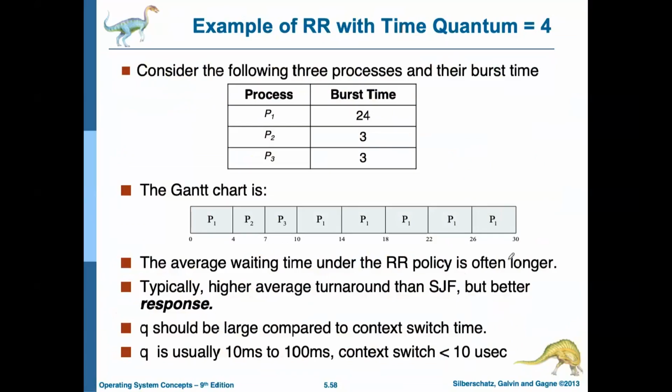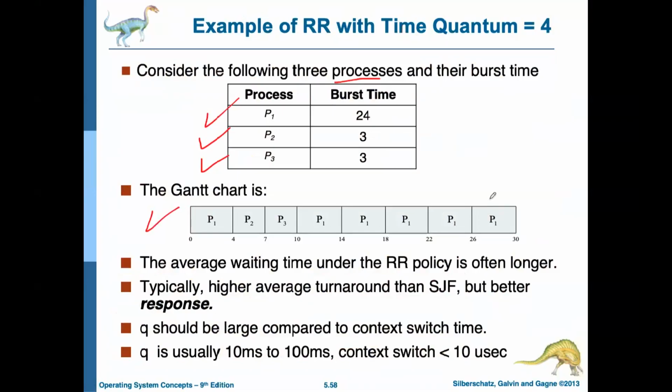So, an example of RR or round robin with time quantum 4. Consider the following 3 processes, same scenario again. We have the burst time for each of the processes: 24, 3, 3 for P1, P2, P3, with 24 burst time for P1. Then this is the Gantt chart: P1, P2, P3, P1, P1, P1, P1, P1.